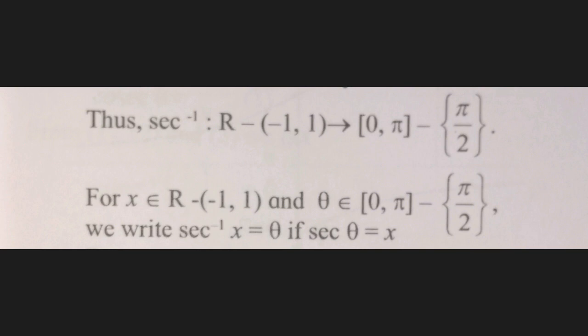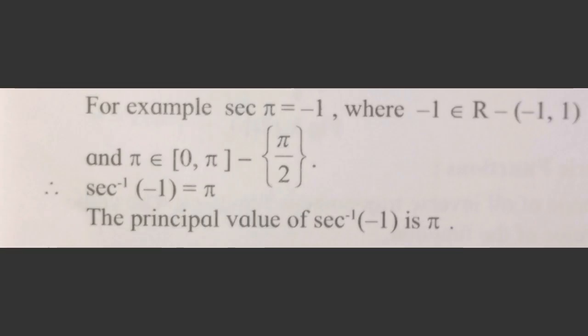Here x belongs to R minus open interval -1 to 1 and the angle theta belongs to close interval 0 to pi minus pi by 2. Therefore, if sec theta is equal to x, then we can write sec inverse of x equal to theta, where theta is the principal value of sec inverse x and it belongs to the principal branch of inverse secant function, that is close interval 0 to pi minus pi by 2.